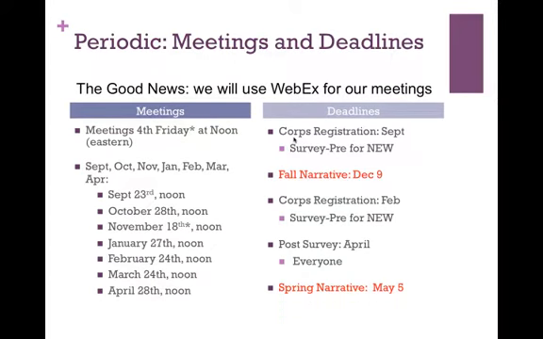This is our meeting and deadline schedule. We meet the fourth Friday of each month at noon Eastern Time. As I mentioned earlier, I'll send out calendar reminders to everyone. You'll have it automatically on your calendar for the year. And then we have some key deadlines for the fall narrative on December 9th and the spring narrative on May 5th.